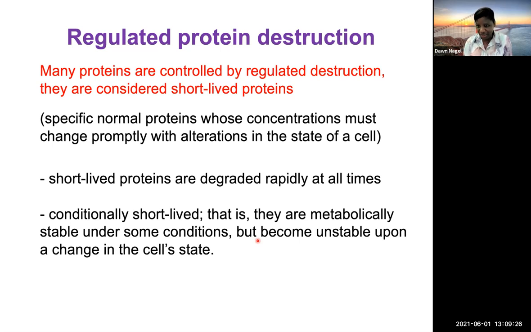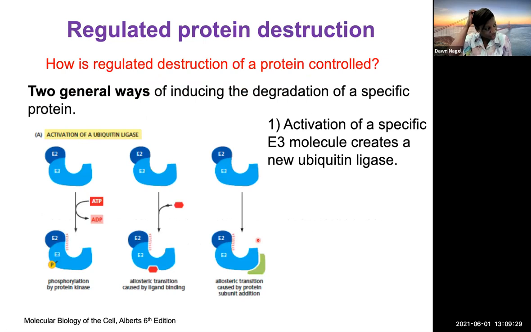The way the cell knows that these proteins need to be destroyed, because you don't need them anymore, is that you also have to have markers on these proteins in order for that to happen. We talked about the fact that proteins that are not folded properly get degraded by the proteasome because they have this polyubiquitin chain present on the protein, which the proteasome recognizes, right? So in regulated destruction of proteins, there's usually two general ways that this can happen.